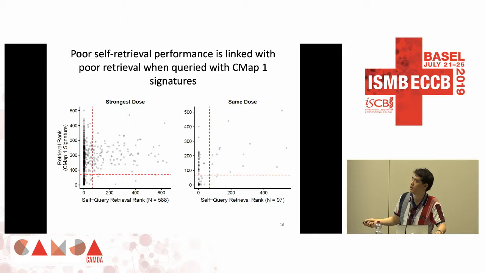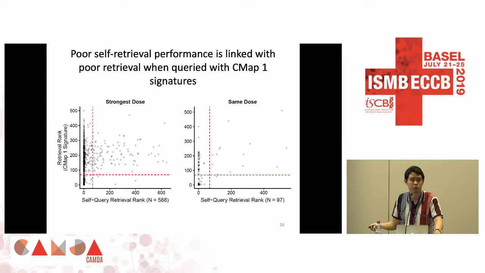And we can see that for these compounds where CMAP2 has a hard time doing self-retrieval, CMAP2 also has a hard time retrieving them when querying with CMAP1, and that is shown above this red line. Now, the inverse is not necessarily true: when CMAP2 is able to self-retrieve its own signatures for those compounds, it does not necessarily perform that well when CMAP1 signatures are used to query CMAP2.